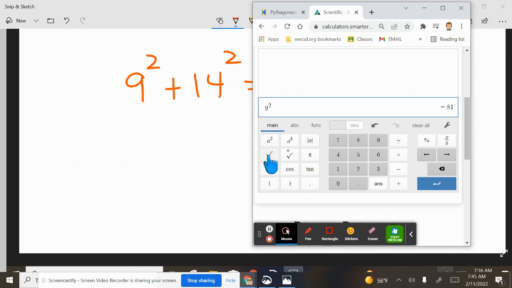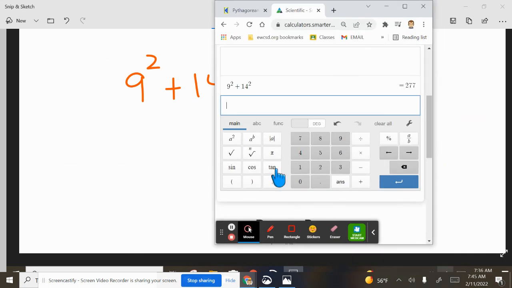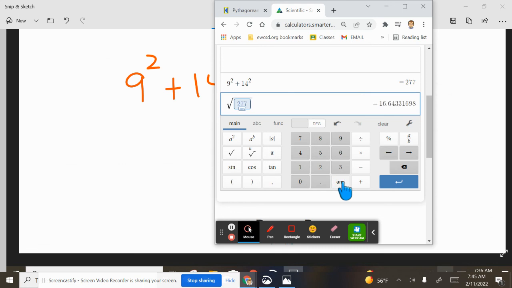9 squared plus 14 squared. Okay? And that equals 277, right? Then you can just go square root of the answer. Square root of my answer, 16.6. And that's your answer, 16.6.